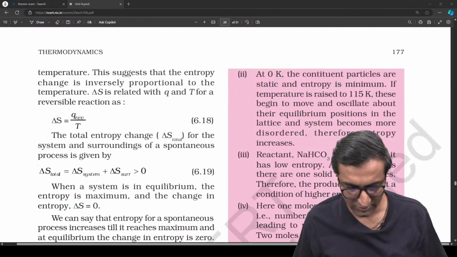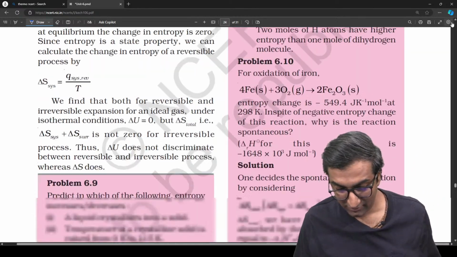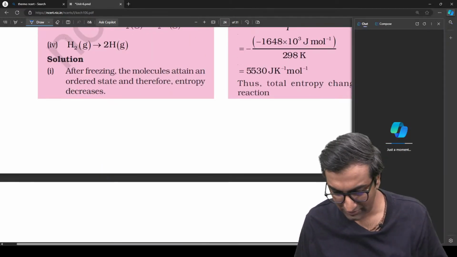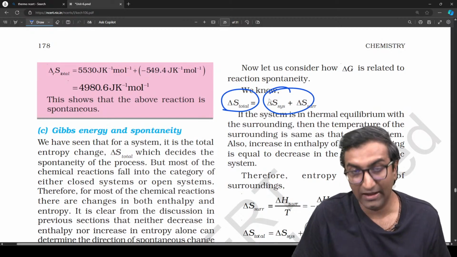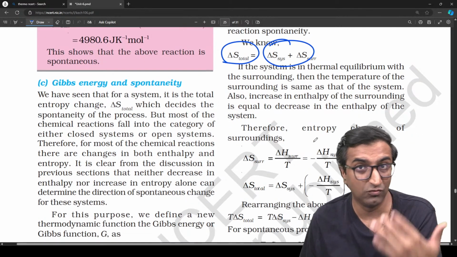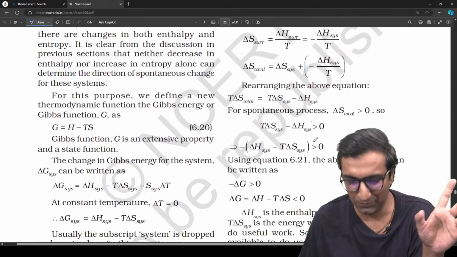We have done this a little already. We'll look at this formula. We will explore a bit what this formula means. After that, we'll go ahead and do a couple of questions. Here there is a question, we'll do that too. We'll talk about this delta S total and how it refers to a new state property called Gibbs free energy. That is the name of this chapter, this topic, right.